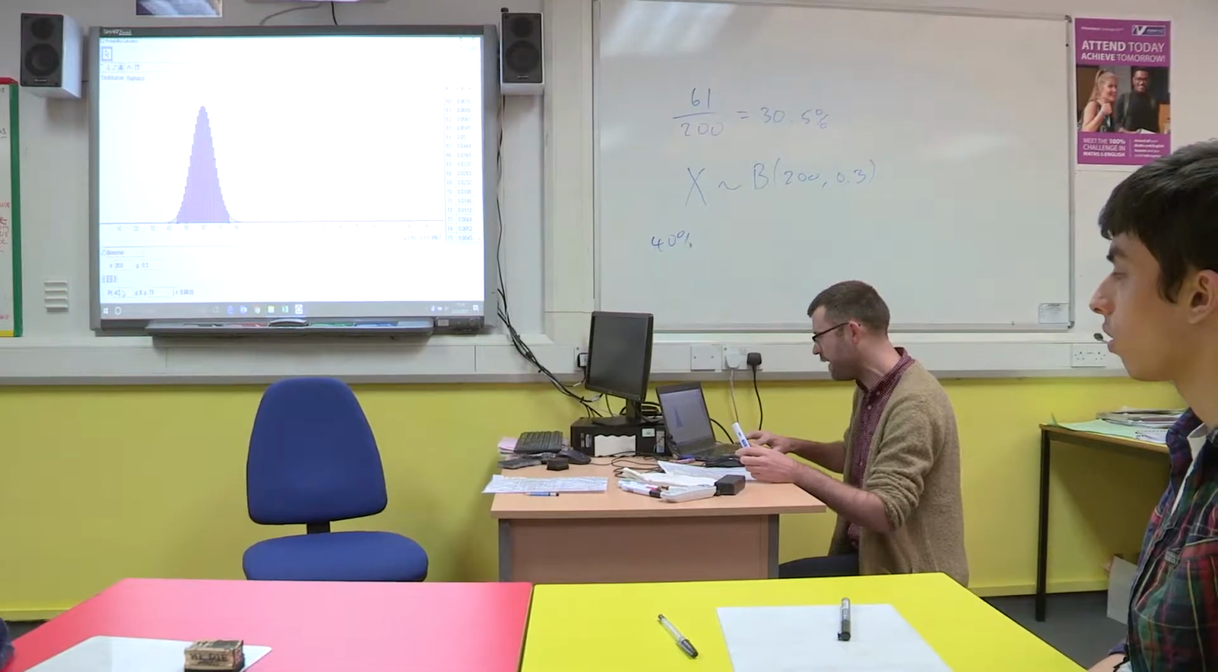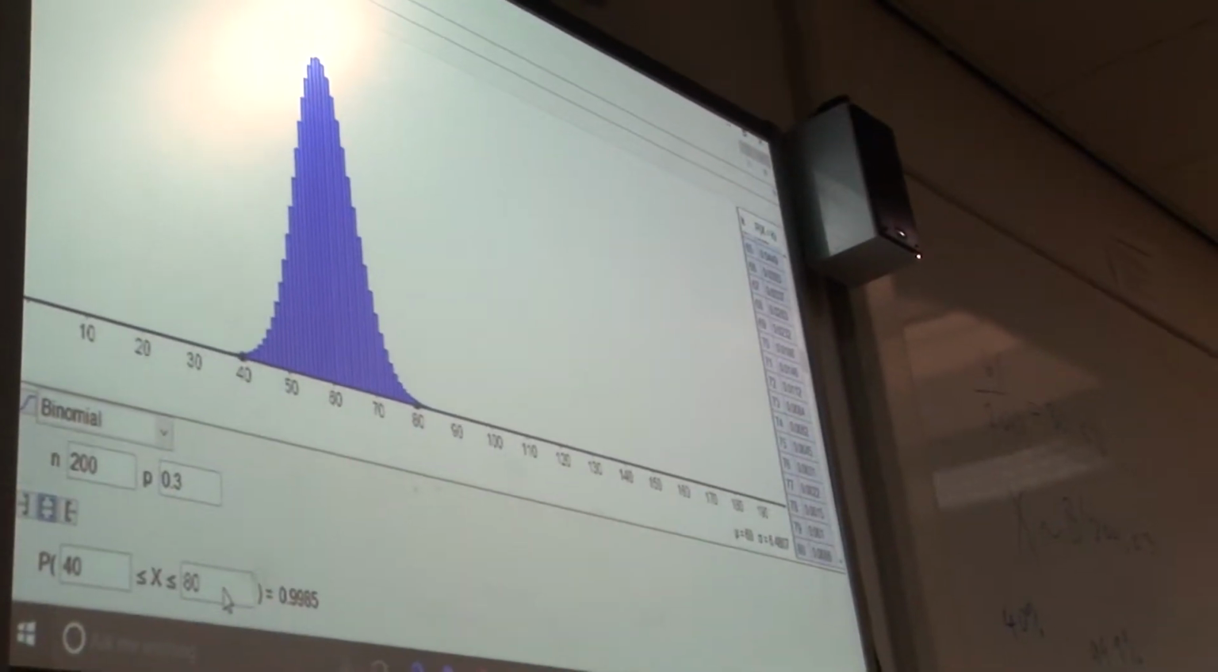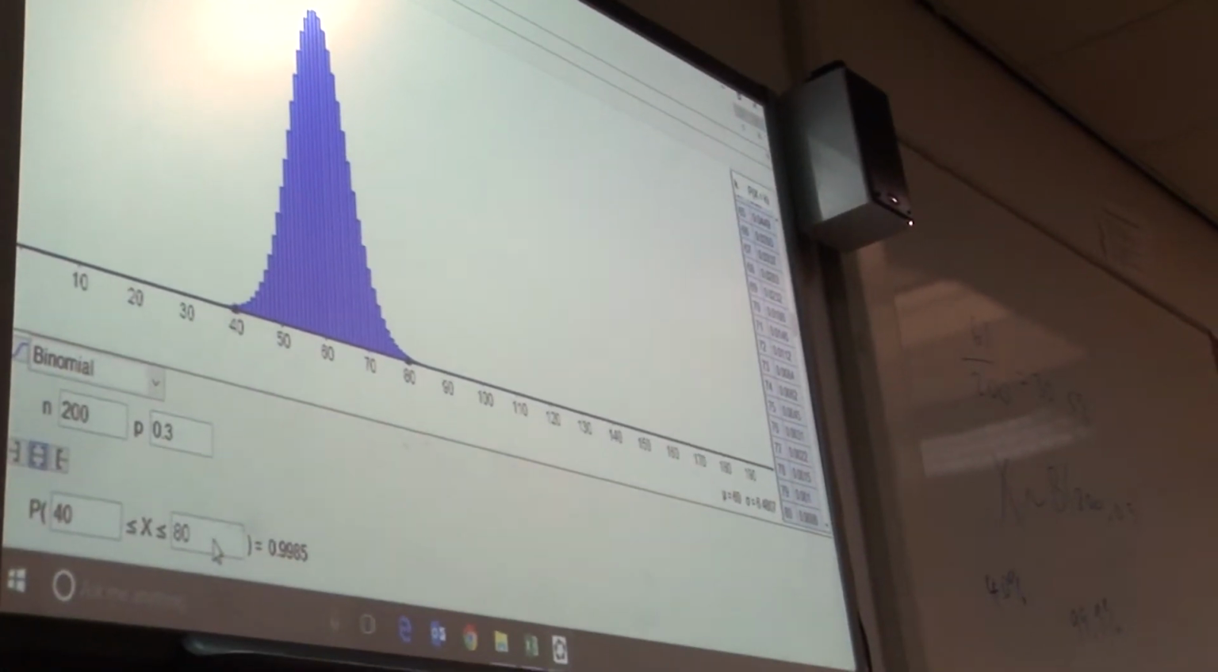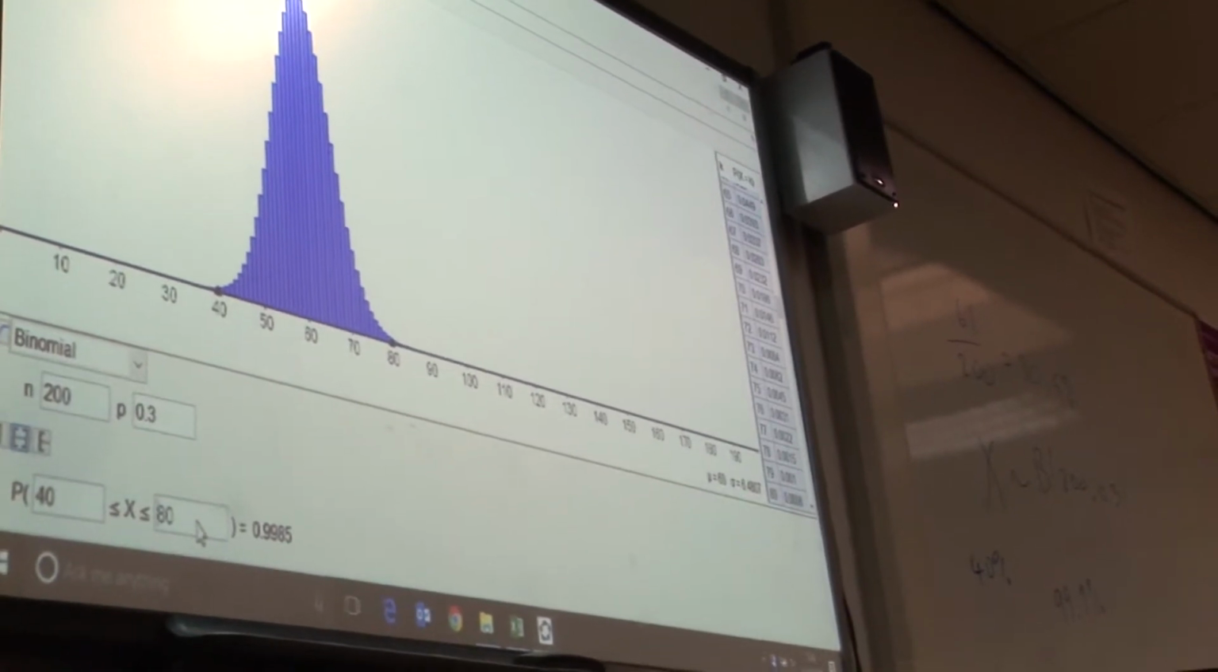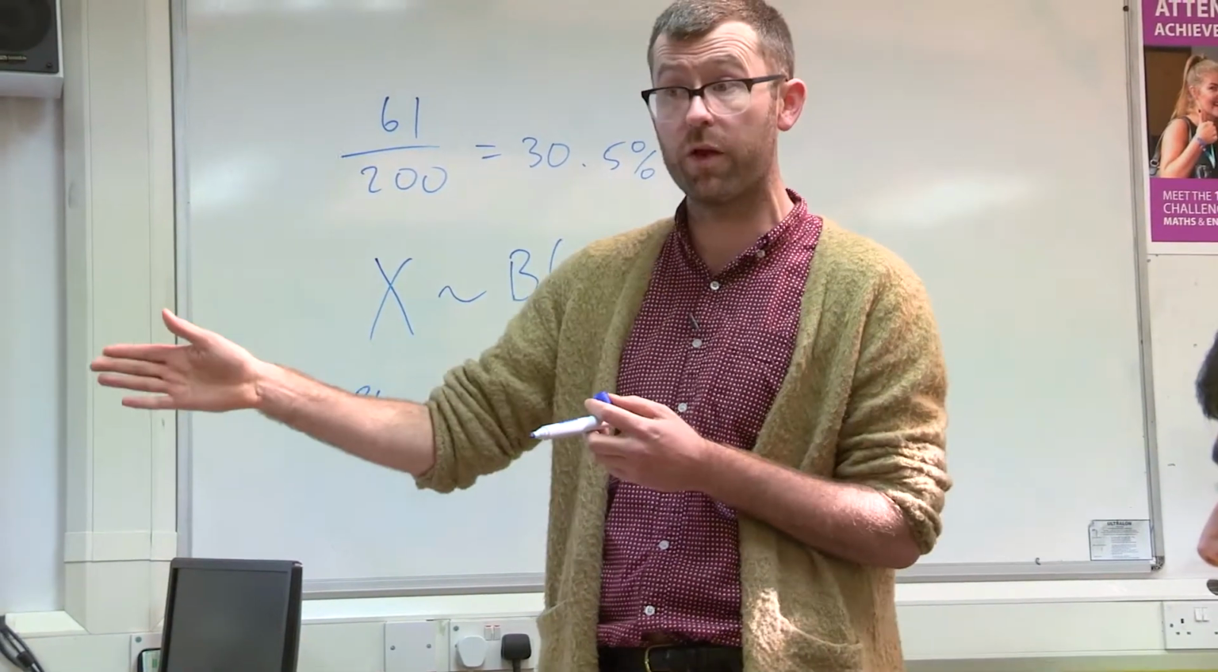40, okay, so 40 and 80. There we've got a 99% chance that our number's going to fall between 40 and 80. So it would have to be really out of the ordinary for it to be something bigger than 80 or smaller than 40, wouldn't it?